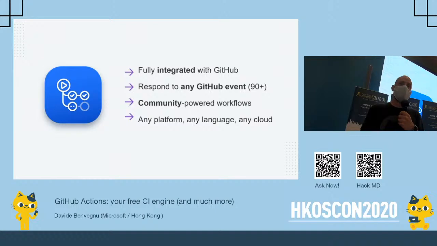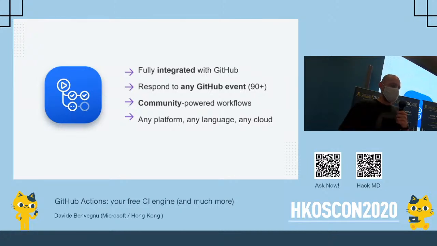Another very cool thing is that the majority of the workflows for actions are community powered. Of course, GitHub has a set of predefined, certified actions and workflows that you can use in your workflows, and also some starter kits. But the greatest majority of the workflows and actions are community powered, and they are all open source. Even the GitHub ones are fully open source.